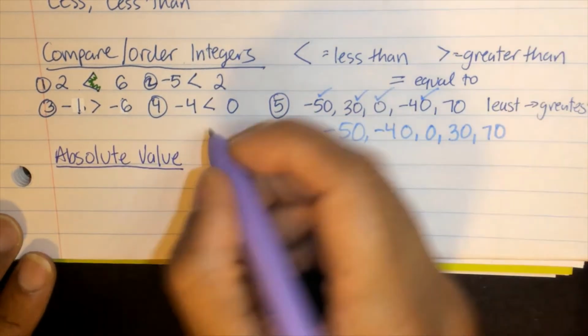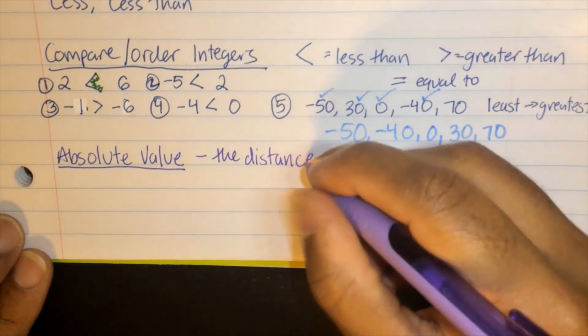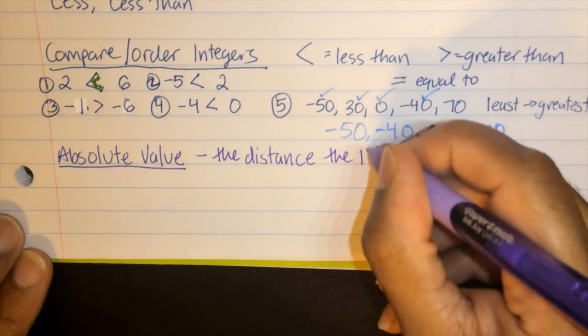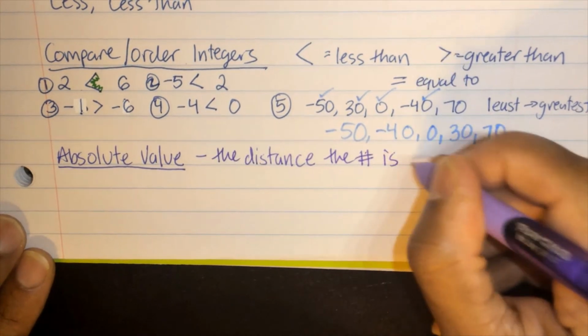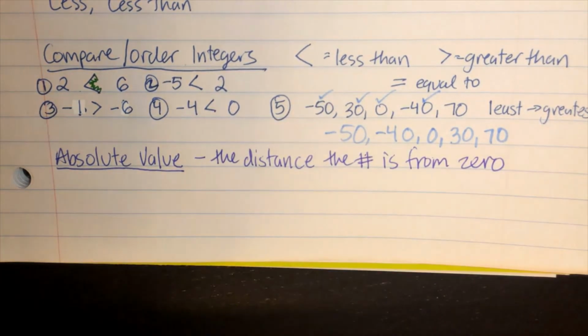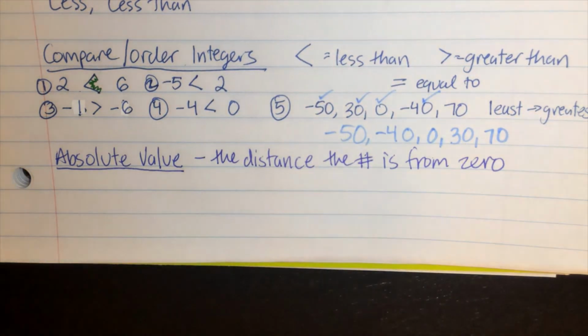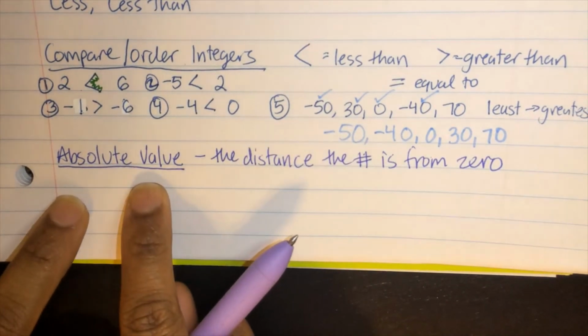So let's talk about absolute value. Absolute value is the distance a number is from 0. The distance a number is from 0. So just like with the frog and flea activity we did, starting from 0, call it bunny hops, use your finger, whatever you want to call it, I'm counting how many spaces I go from 0 to that number. That's what we call absolute value.